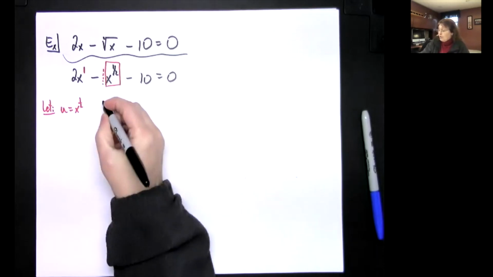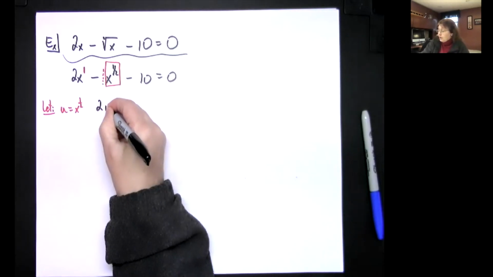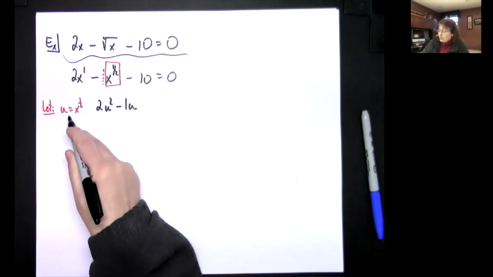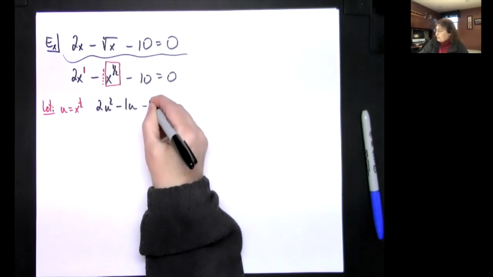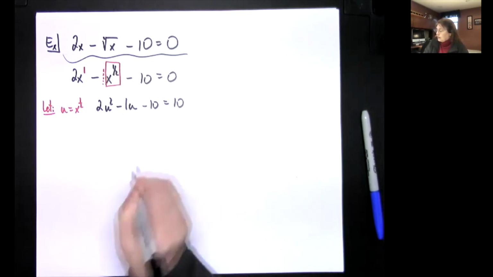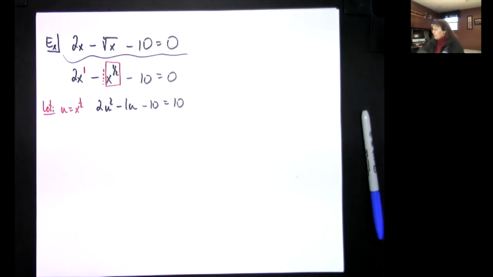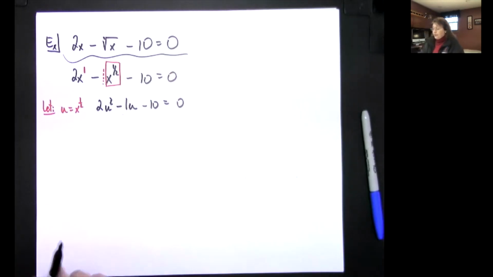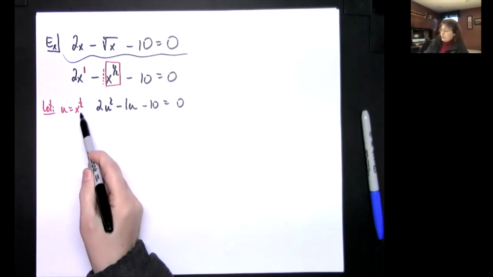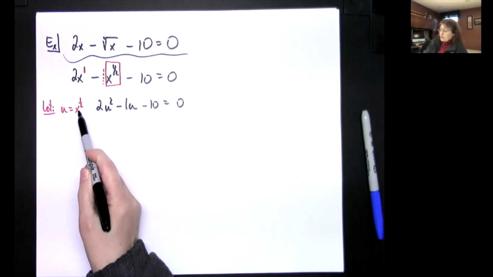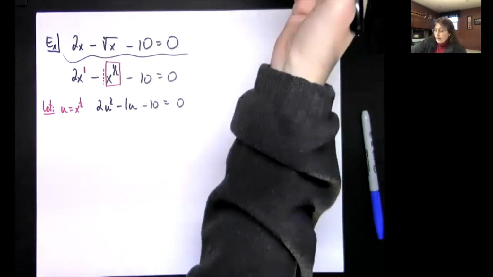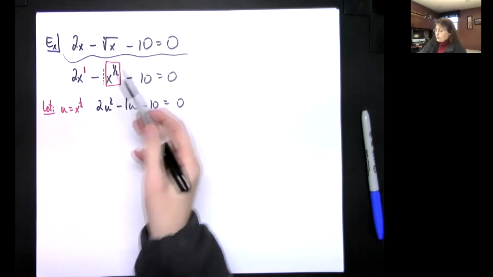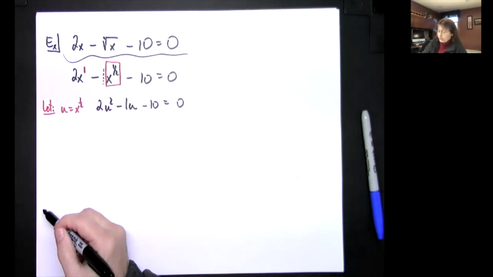So I keep all my coefficients. I keep the 2, I do a u squared, minus 1, I replace that with u because I said that equals u, minus 10 equals 0. Again, if I take this x to the 1/2 power and square it, that is where I'm getting u squared. I'm taking whatever u is and squaring it, and then I would get x to the 1st power.